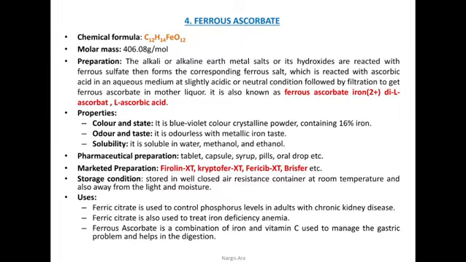Next, what is the preparation of ferrous ascorbate? The alkali or alkaline earth metals or its hydroxides are reacted with ferrous sulfate, then forms the corresponding ferrous salt, which is reacted with the ascorbic acid in an aqueous medium at slightly acidic or neutral condition, followed by filtration to get ferrous ascorbate in mother liquor. It is also known as ferrous ascorbate, iron 2 plus, dilyl ascorbate, L ascorbic acid.